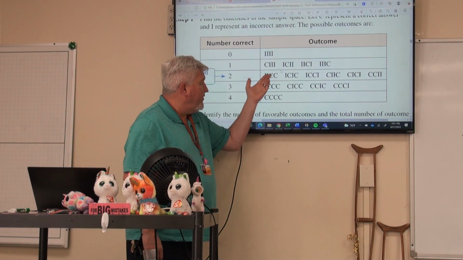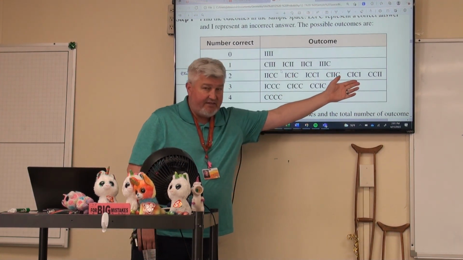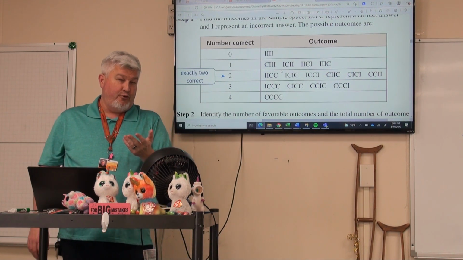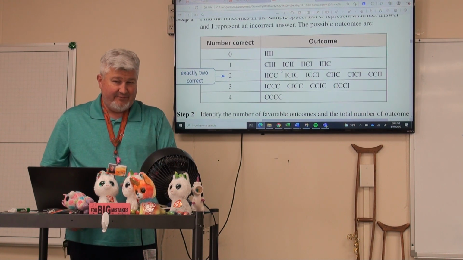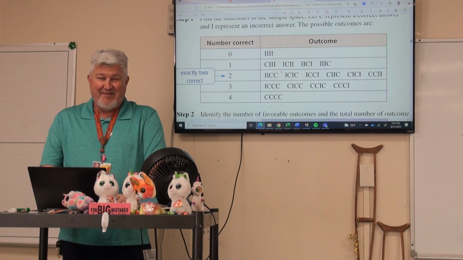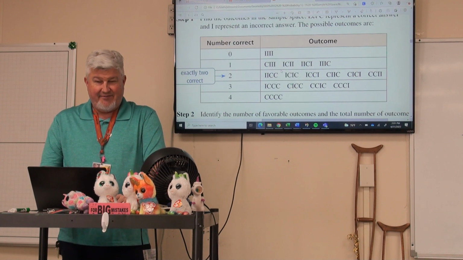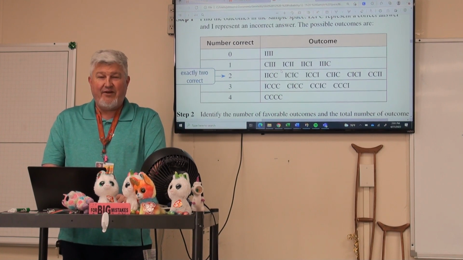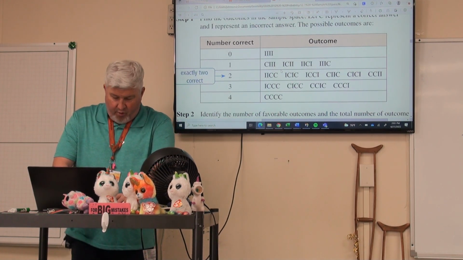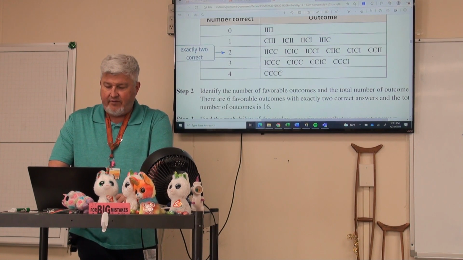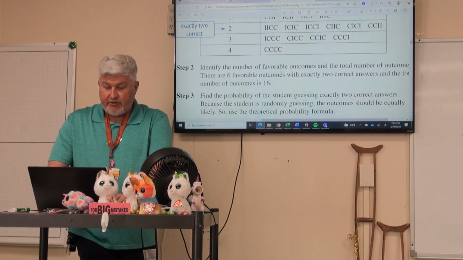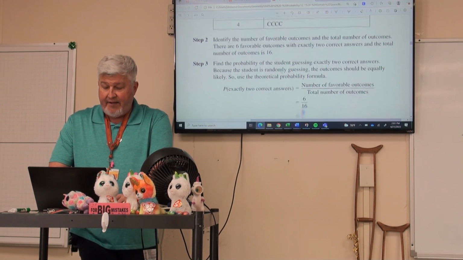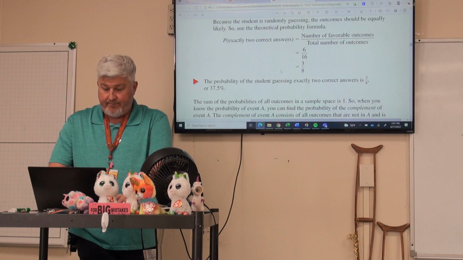That is this middle one. There are 1, 2, 3, 4, 5, 6 out of 16, which we would reduce to what fraction? 3/8, which as a decimal is 0.375 or 37.5%. A little more than a third of a chance of getting 2 exactly right. So as you can see, step 2, identify the number of favorable outcomes, which I just did, which was 6 out of a total of 16. Then define the probability, which is what I just said.